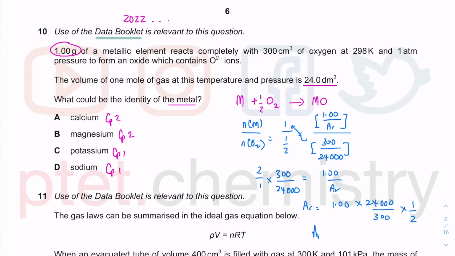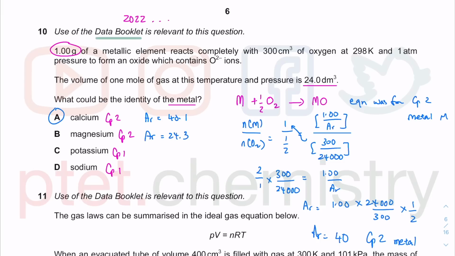And I get 40, so AR of 40 if it is a group 2 metal, because this equation was for group 2 metal M, and that was how I got the correct stoichiometry in this ratio. If we look at the periodic table, the AR of calcium is 40.1. The AR of magnesium, I think it's 24.3 if I'm not mistaken. Let me just quickly have a look. Yep, it is indeed 24.3 in your data booklet. So 40.1 definitely matches this group 2 metal identity for the relative atomic mass. I don't need to check for group 1 after all.